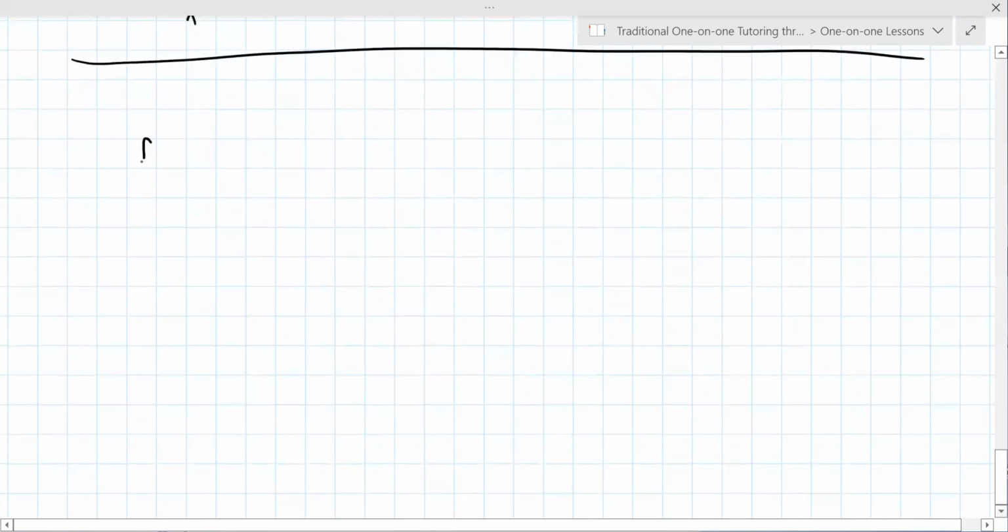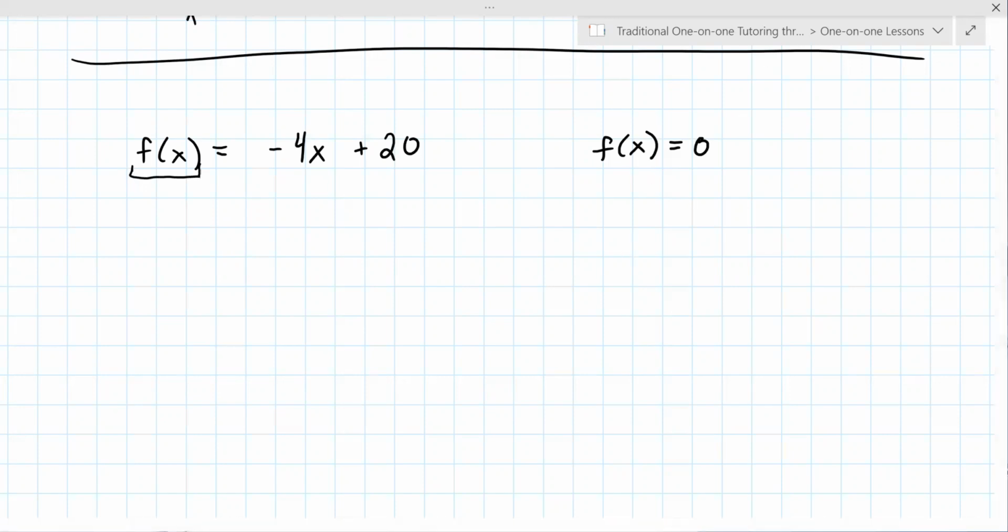Okay, so let's look at another one here. Let's say f of x equals minus 4x plus 20. And this time you're going to set f of x equal to 0. What is the value that f of x is going to take on? What is f of x equal to? F of x equal to? Yes.